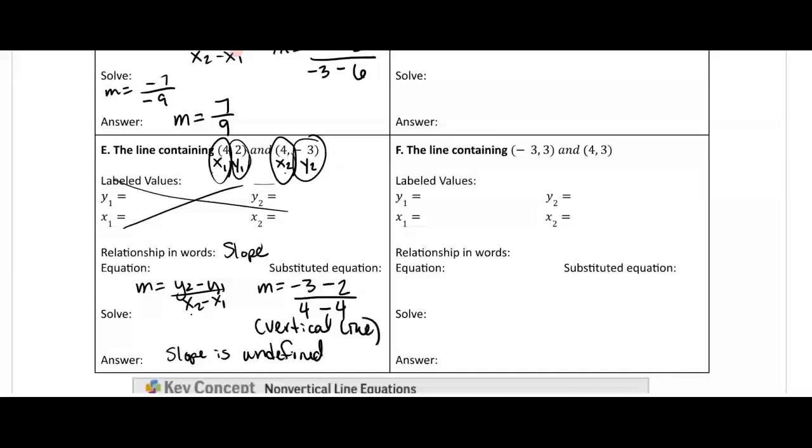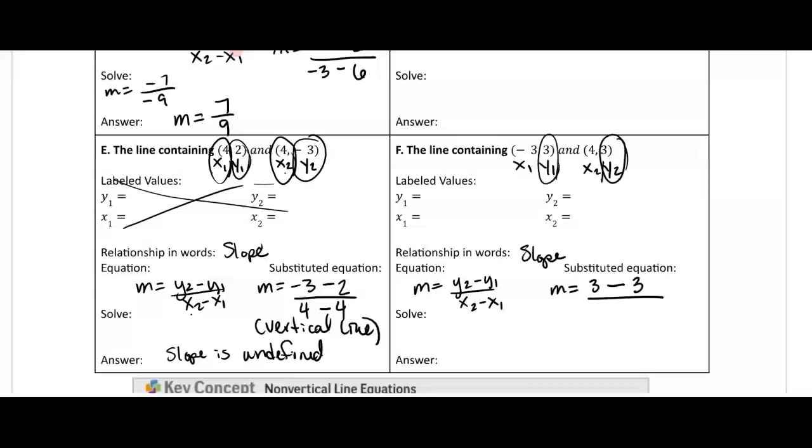All right, and we'll do F, x1, y1, x2, y2. Now we're going to do our shorter version. We're finding the slope between 2 points. The equation for the slope between 2 points is y2 minus y1 over x2 minus x1. When we substitute, slope equals y2, which is 3, minus y1, which is also 3, over x2, which is 4, minus x1, which is negative 3.